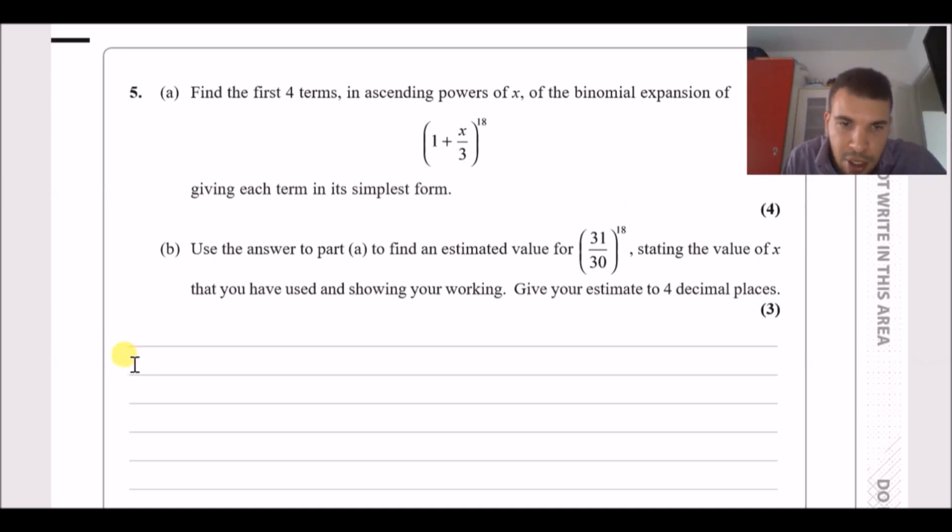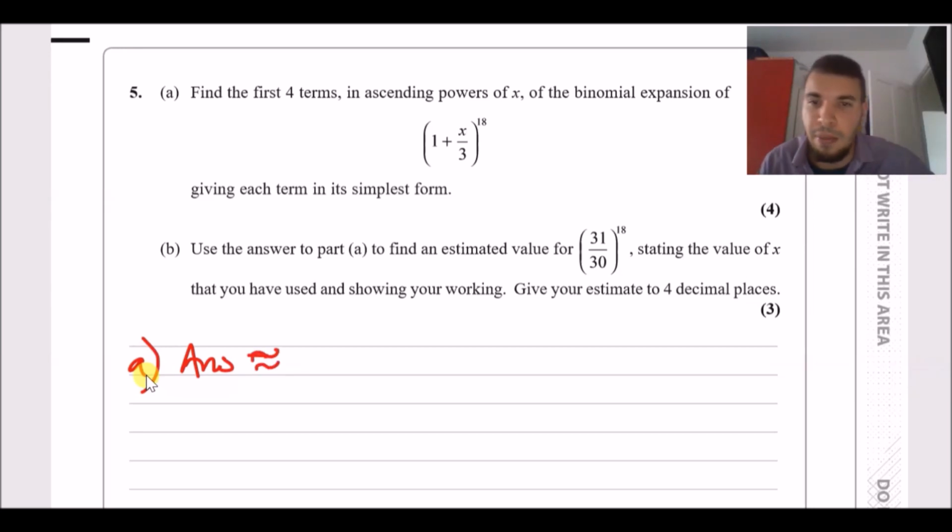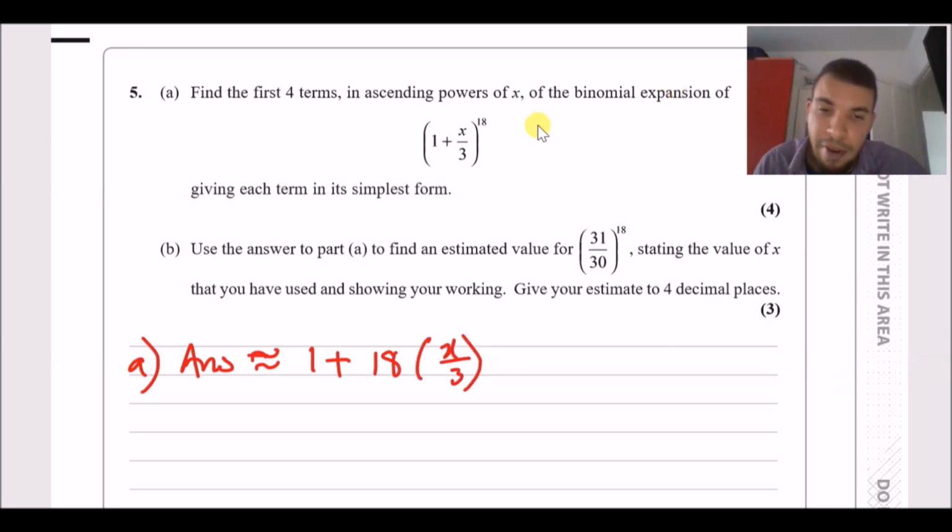So for part A, the expansion, the answer is going to be about equal, because it's an estimate, because you're only going up to the first 4 terms. To do this, we start with the first term, so we write 1 plus, and then we take the second term, so it'll be x over 3 times its power. So let's start with the power first, so 18 times x over 3. Now we've got the first and second term, so we've got 2 more terms left.